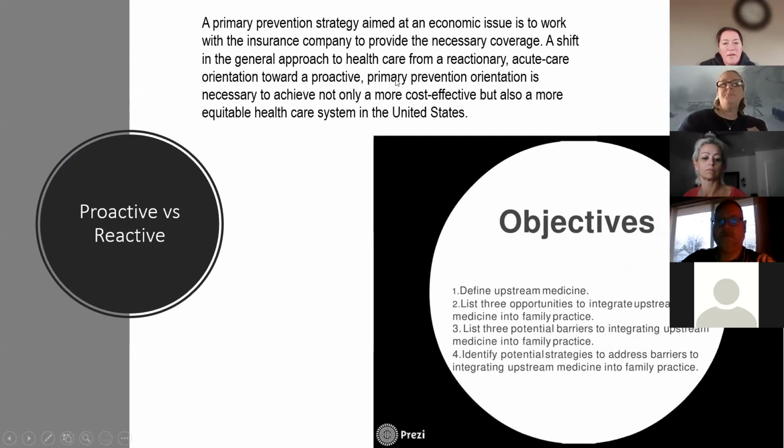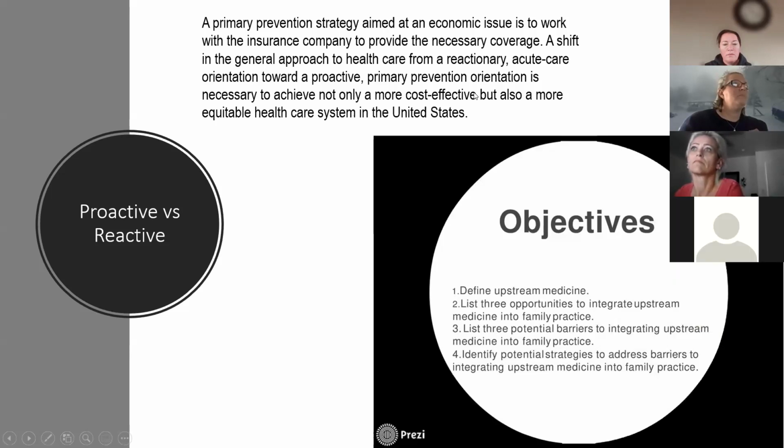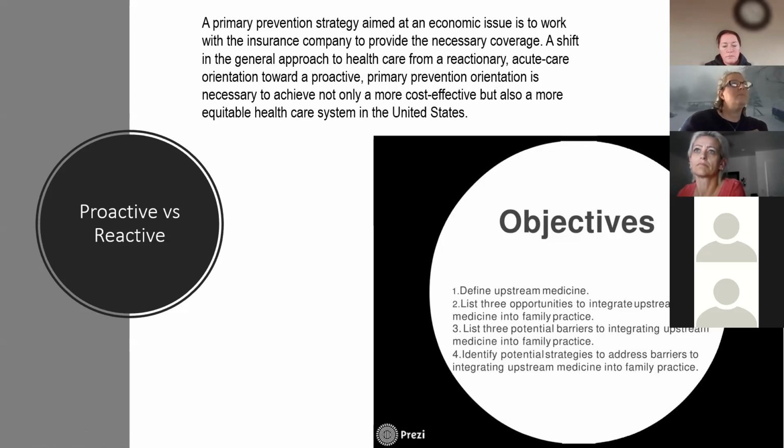This one is a little funny-ish, but what I want you to know about primary, you're going to see on your test, like you've always seen, primary, secondary, and tertiary. Here is an example of a primary prevention strategy when we're looking at economic issues. We just want to make sure that the insurance company is going to help provide the coverage. Why is that primary? Because you're trying to prevent, like if something was to happen, you're trying to make sure they have enough coverage to help them go through whatever they have to go through.